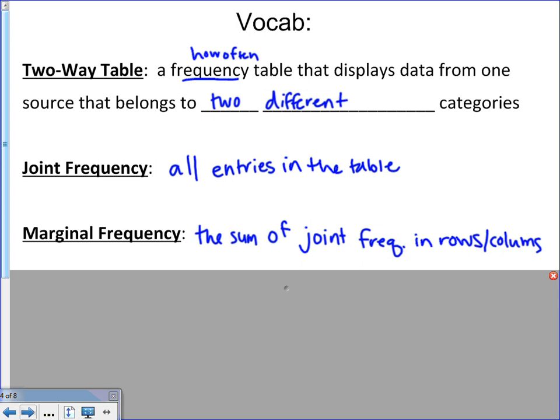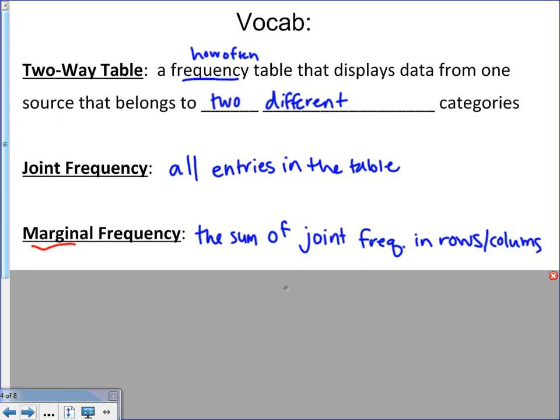In the word marginal is the word margin. Where are the margins of a paper? Along the top and the bottom, the right and the left, right? When you set your margins. Or think about, I'm sure you've talked about people on the margins of society. What do we mean when you're margins of society? You're on the outside, the marginalized.